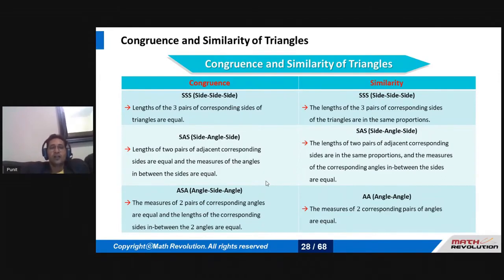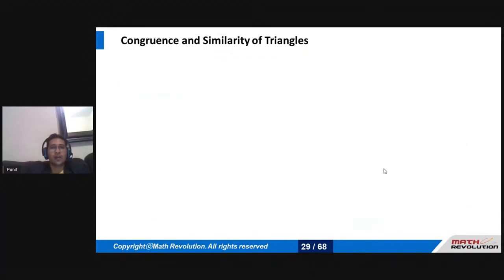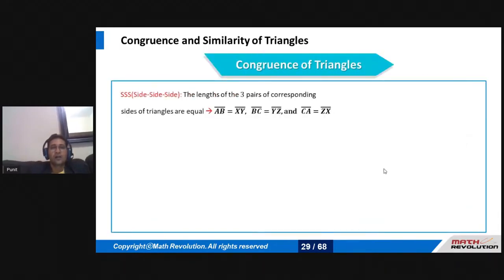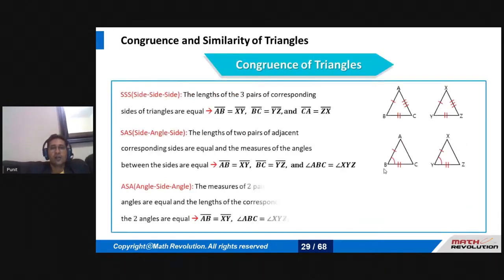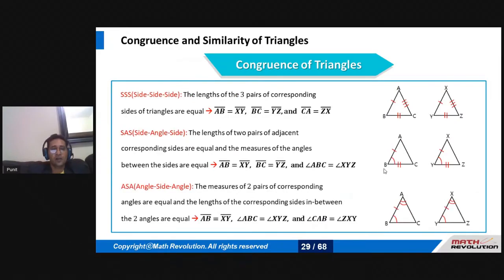ASA, when we talk about it, the measure of two pairs of corresponding angles are equal. So the length of corresponding sides would also be equal. And when we talk about similarity, two corresponding pairs of angles are equal. So that's AA. So this is how the congruency of triangles looks.